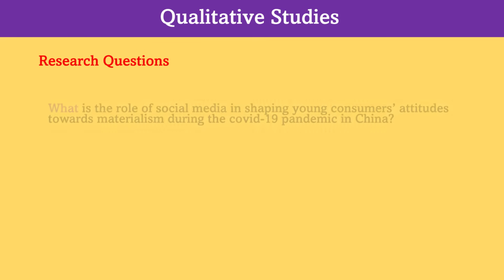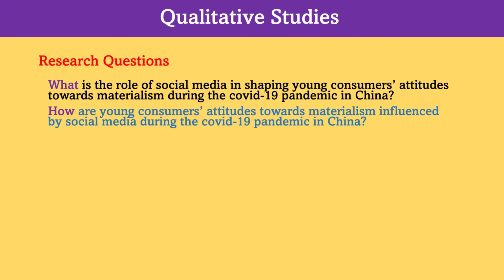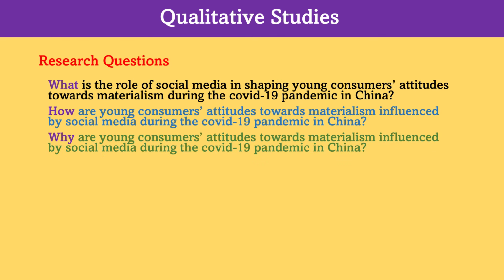What is the role of social media in shaping young consumers' attitudes toward materialism during the COVID-19 pandemic in China? Or how are young consumers' attitudes towards materialism influenced by social media during the COVID-19 pandemic in China? Or we can ask a why question. Why are young consumers' attitudes towards materialism influenced by social media during the COVID-19 pandemic in China?